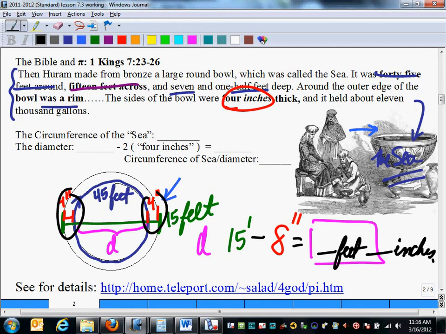How many inches is a foot? 12 inches. So here's 15 feet, and I just count 8 inches. So how many inches in that foot is left over? Let's try 12 minus 8. 4 inches. So it's only inches. Why did you say 12?